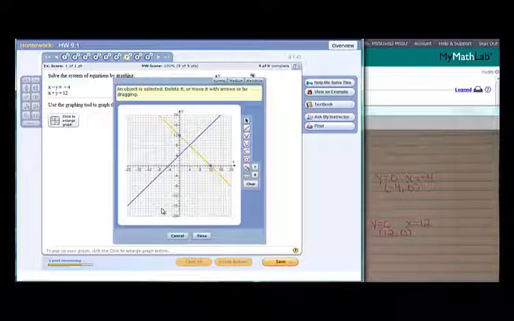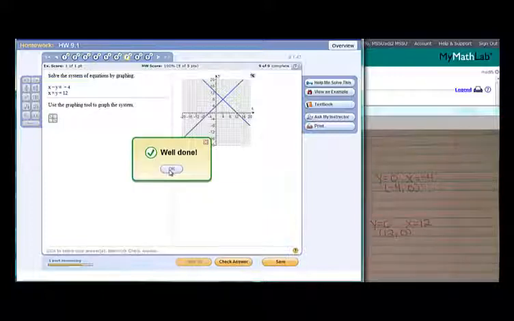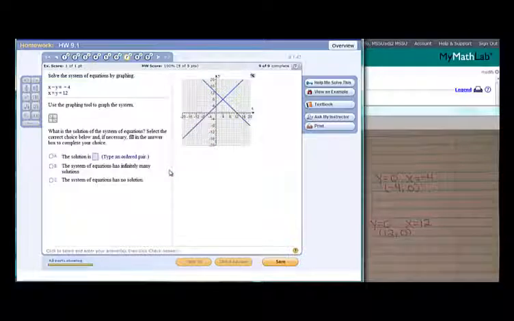Once you have those graphed, make sure you click Save. And then check answer. Well done, we got it. Now it says, what is the solution to the system of equations? So we get three choices. We get the solution is, and we can type an ordered pair, or we can say it has infinitely many solutions, or it has no solutions.